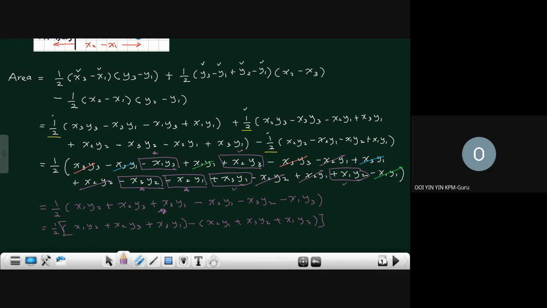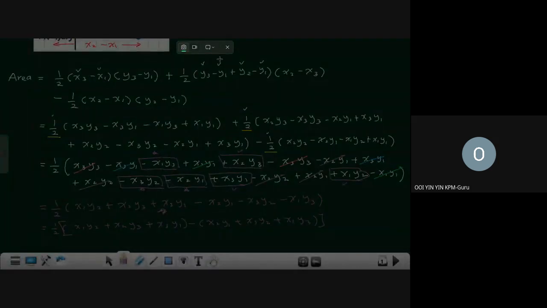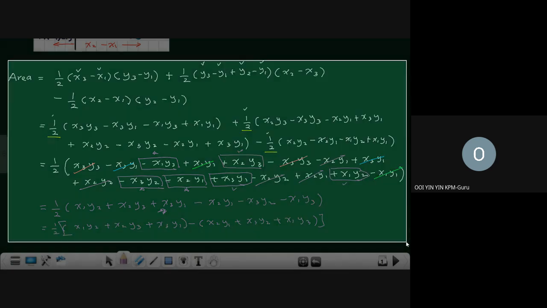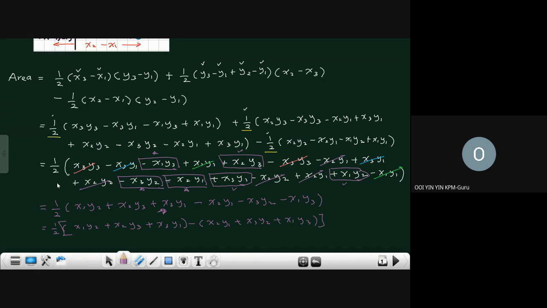Wait, alternate. Oh my God, I cannot save this one. Okay, never mind. Print screen. Alternate. Ah, luckily it's back to normal. Okay, so now it is okay.